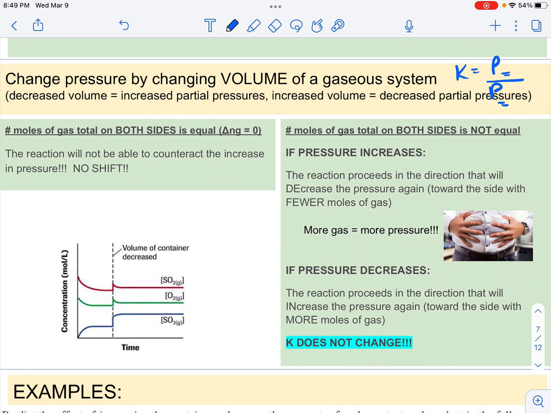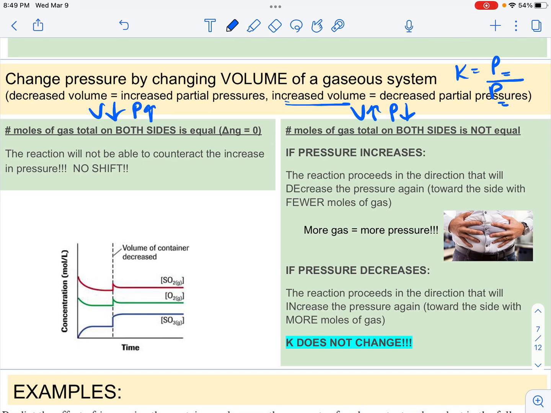But if I change the volume, that also changes the pressure. So remember, according to the ideal gas law, as volume increases, pressure decreases, and as volume decreases, pressure increases.